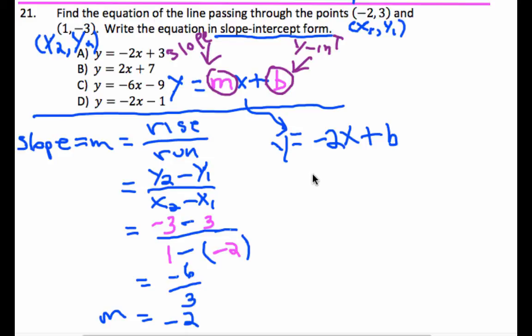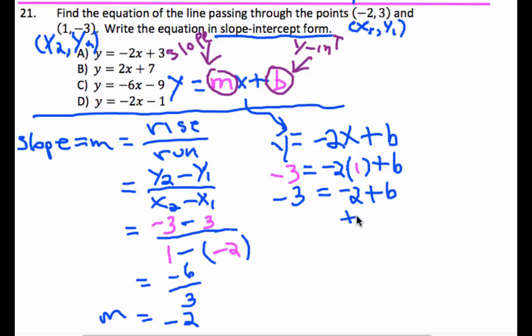So if we plug in y2 for y, we're going to get negative 3 equals negative 2 times x2, which is going to be 1. So let's finish solving for b. We're going to get negative 3 equals negative 2 plus b. We'll add 2 to both sides, and we'll come up with negative 1 is what b equals.